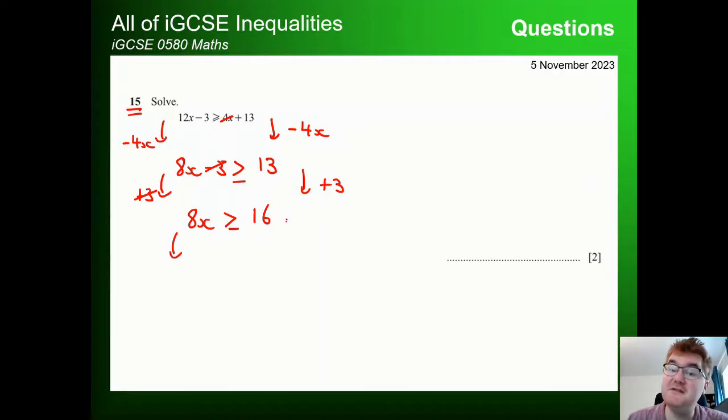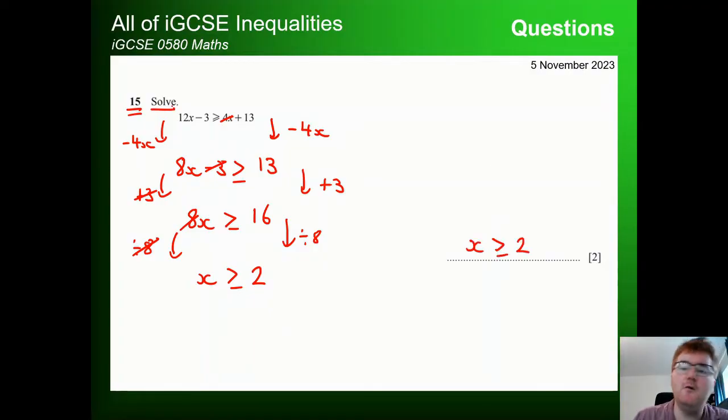What's the opposite of timesing 8? Divide by 8 on both sides. This cancels, giving us x on its own. We're there finally. Excellent. Greater than or equal to 16 divided by 8 is equal to 2. Again, we don't need to do any switching here. We can leave the answer as is.